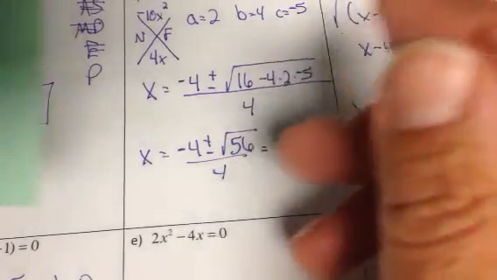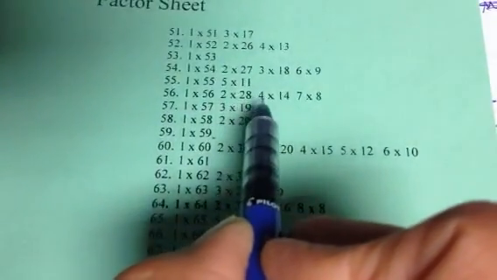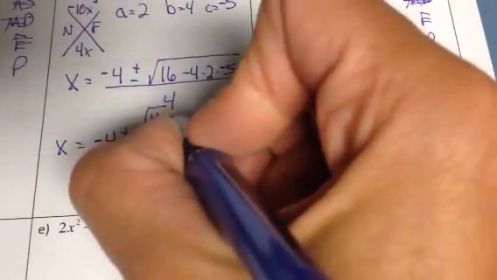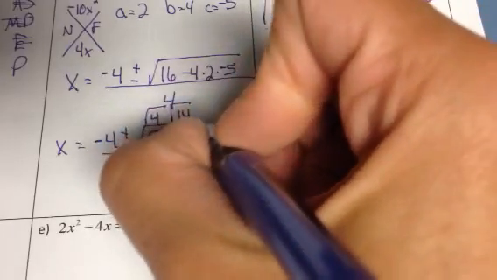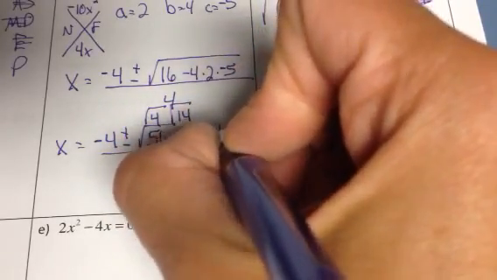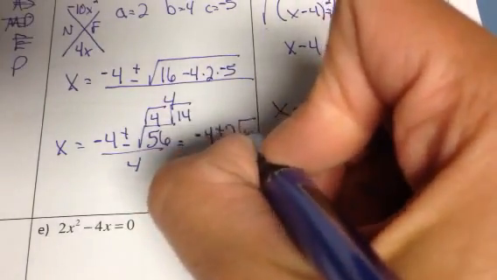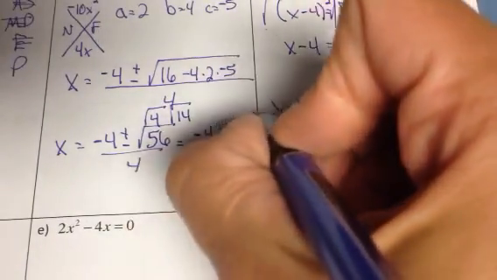So what I would see is if I can simplify 56. So if you go to your factor page, 4 and 14. So you could break that 56 into the square root of 4, right there, and the square root of 14. And then the way they want the answer is negative 4 plus or minus. We'll turn that into 2 with the square root of 14 over 4.